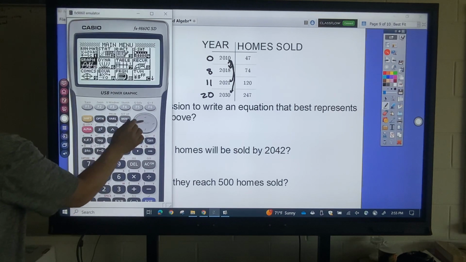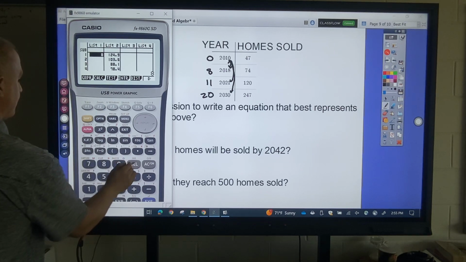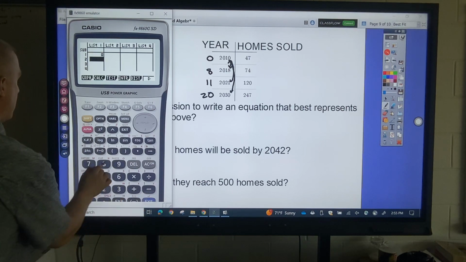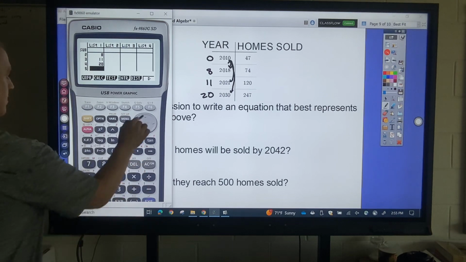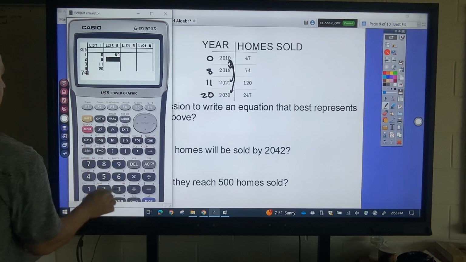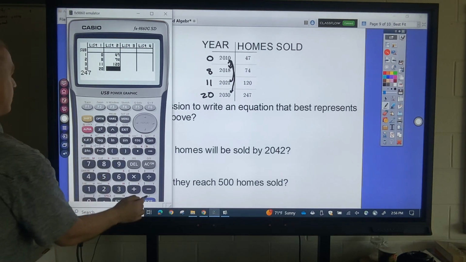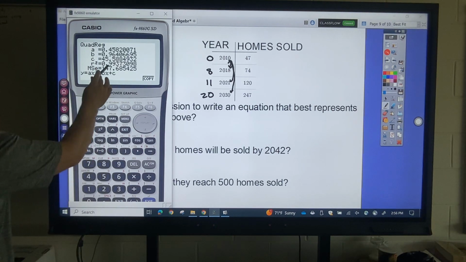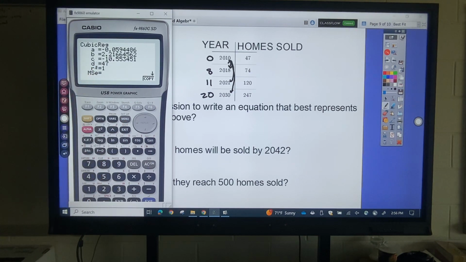So let me go to menu and stat. I'm going to delete these. So I put 0, I put 8, I put 11, and I put 20. And this is 47, this is 74, this is 120, this is 247. Calc, reg, x. That's not bad, 0.993, that's pretty good. X cubed, boom, that gives me 1, so that's what I'm going to use.